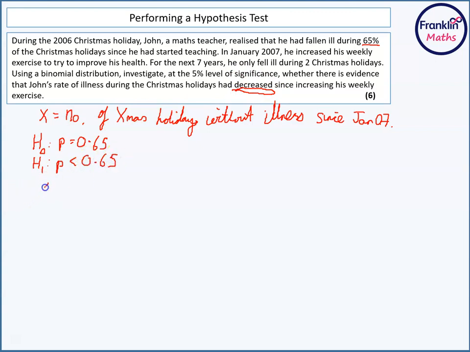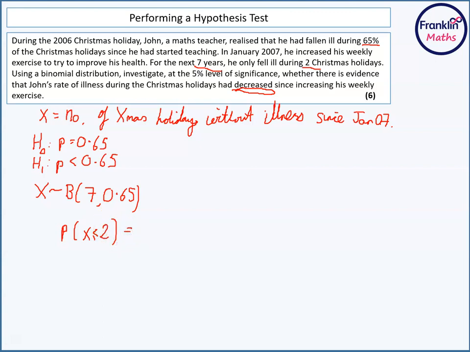Okay. Set up the binomial model. X is approximated by the binomial distribution. Number of trials is n, so the next 7 years he was measuring. Remember, the trials have to be whole numbers, and it's 0.65. So you can multiply these two numbers, and it should give the approximate number of days you should have had off. Okay, so let's have a look then. So he only fell ill during 2 Christmas holidays. So the probability X is less than or equal to 2.